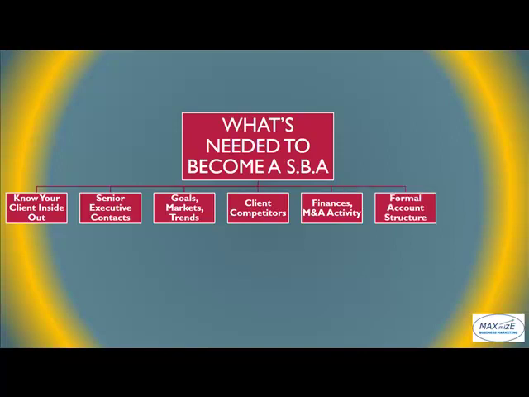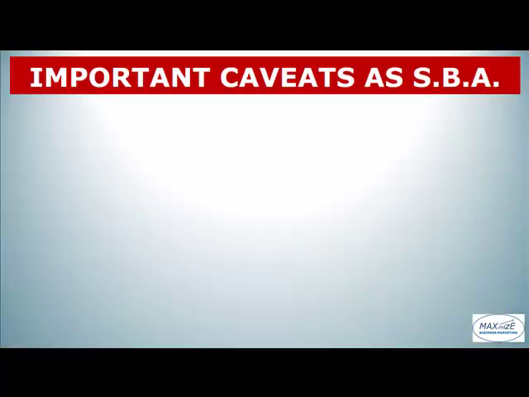You have a formal account structure, not just a loose one, and you're part of the planning process. In fact, what I recommend in order to move to this level is that you facilitate their planning process. So you need to have plans, they need to have plans, and if you facilitate that, whether you do it in your own company or you bring in a professional facilitator, which I've done a lot of, then you can sit in on that planning session so you know what's going on. So those are some of the things that are needed to become a strategic business advisor.